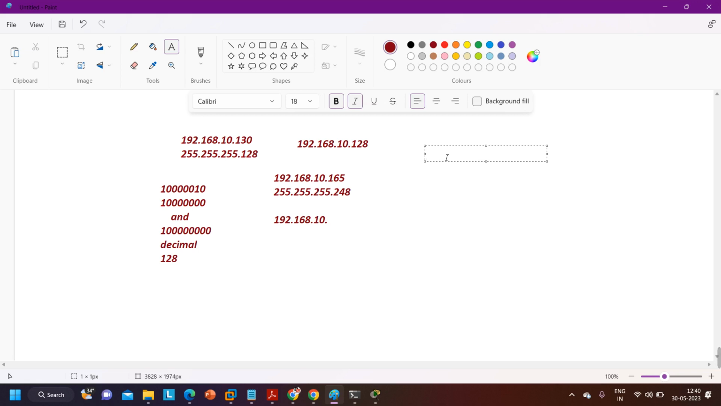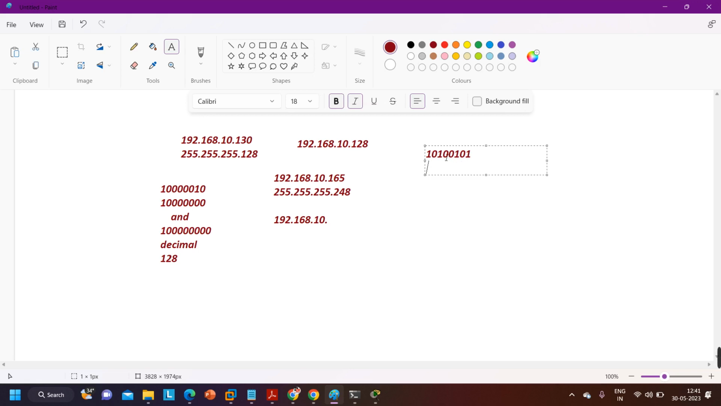Binary of 165 will be what? Hold on. 165 binary. 1, 0, 1, 0, 0, 1, 0, 1. This is the binary of 165.